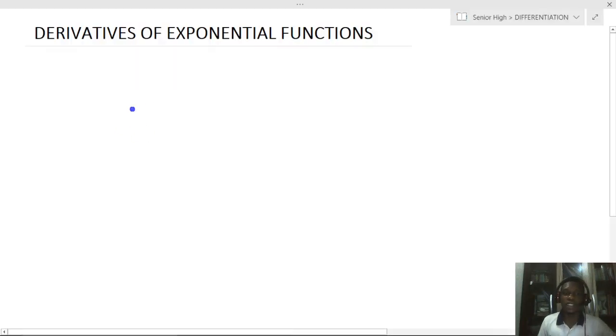Welcome to today's class, and we'll be working on derivatives of exponential functions. So when you hear the word derivative, we still mean differentiation when we have an exponential function. Now, what do we mean by an exponential function? It means a function of the form f of x equal to e to the x.